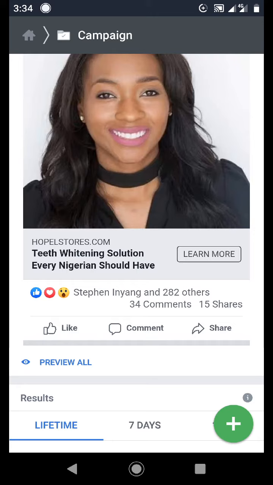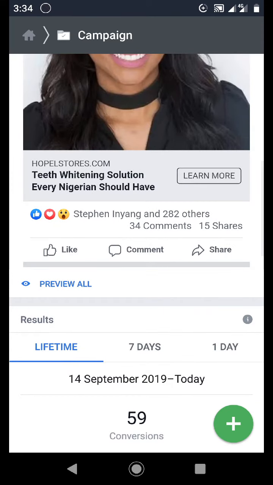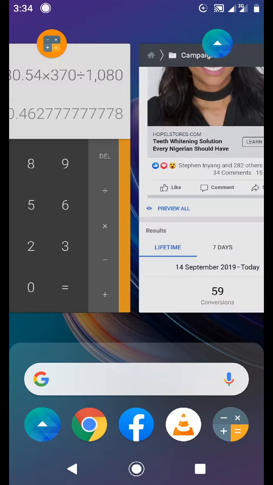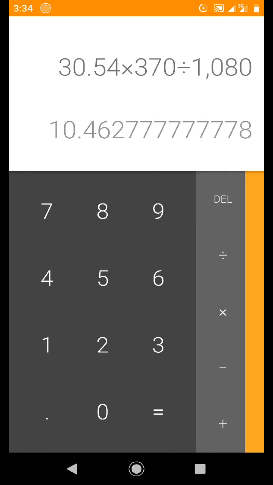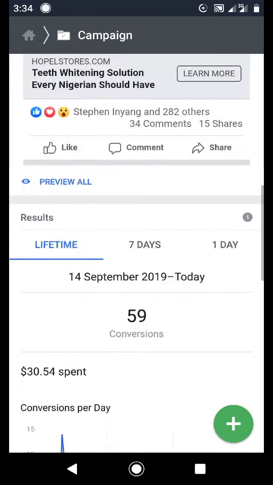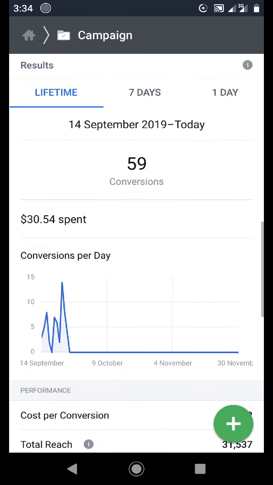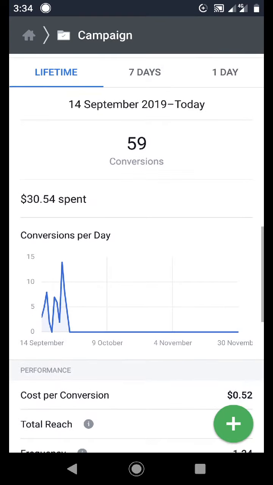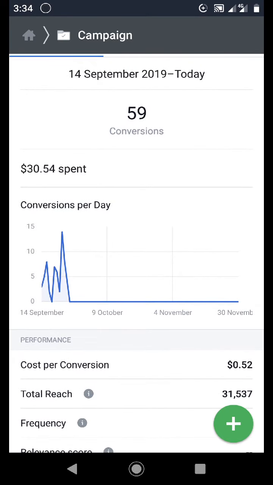Now let's say for this image, after doing the calculation here, I was not getting 10.46, I was getting something like 25-26 naira. Can you see that? You would see that where we had 59 conversions, what I would have spent to get these 59 conversions would most likely have been times 2 of this amount.